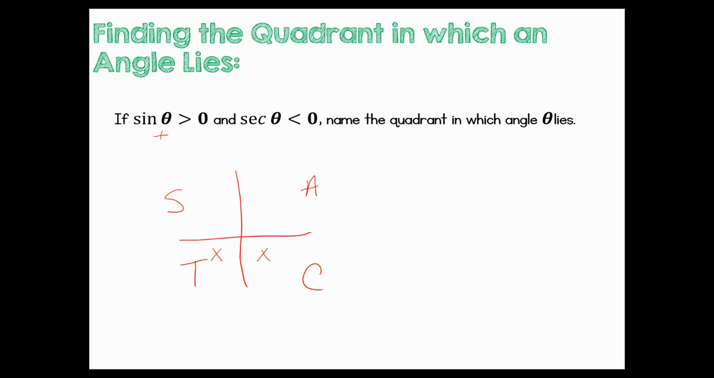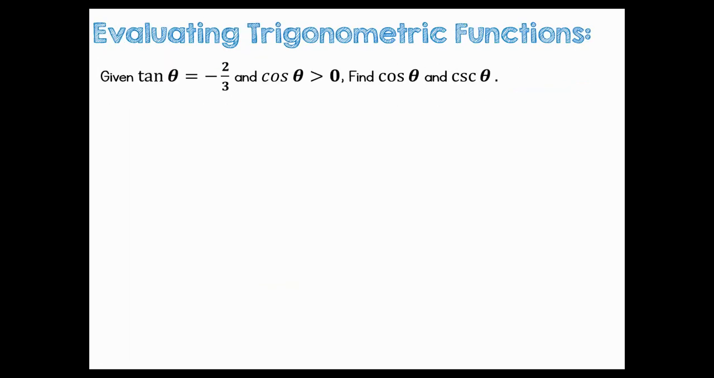Secant less than 0. Secant is negative in only my second quadrant because it's positive in the first. So my second quadrant is where theta lies. Drawing a little image for yourself, kind of a process of elimination, allows you to figure out which quadrant. Now evaluating your trig functions, this is where we're going to apply everything we've now learned in this unit.